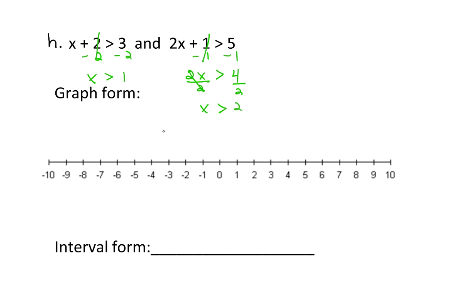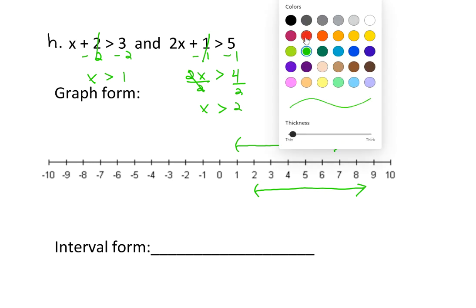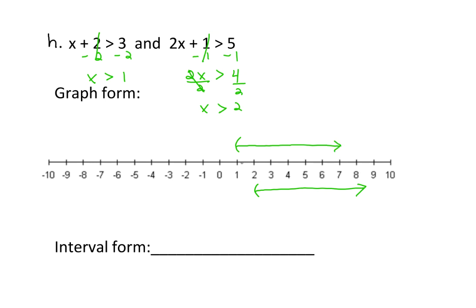Okay, so if I look at these separately, x is greater than 1. We start at 1, and it goes to the right. And then x is greater than 2. We start at 2, and we go to the right. When we look at just the part that overlaps, there's nothing that's overlapping between 1 and 2. But it starts overlapping right here at 2, and then it continues to overlap all the way to positive infinity. So that means we should start our actual graph at 2.